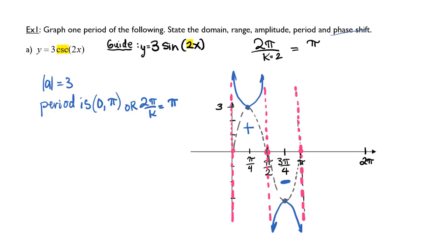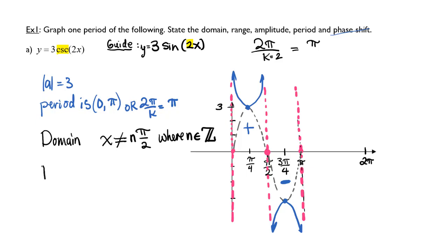Now we need to state the domain. The domain for this function is anything except for x cannot equal 0, pi over 2, pi, etc. So pi over 2 times n, where n is an integer. You're going to have to get used to seeing this because this says that for any multiples of pi over 2, there's a vertical asymptote.